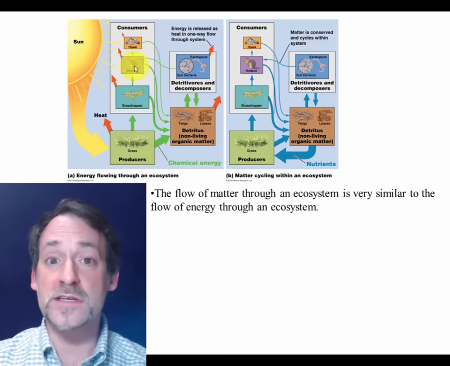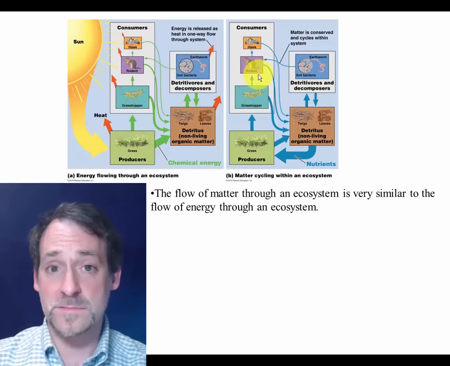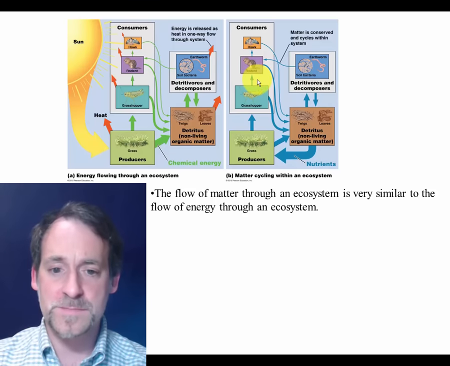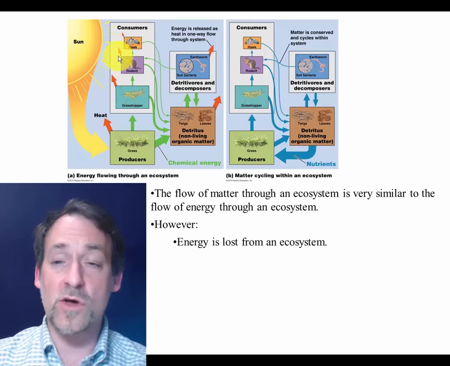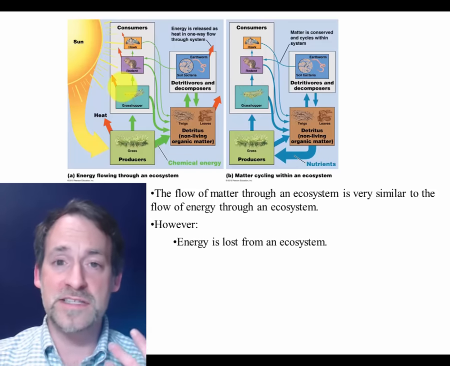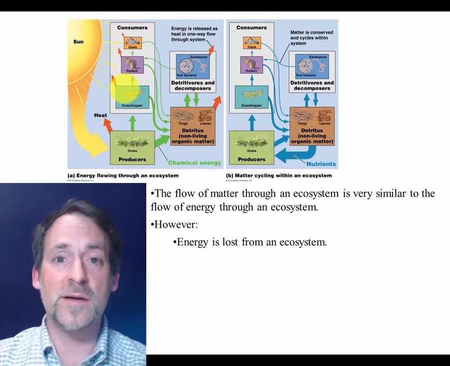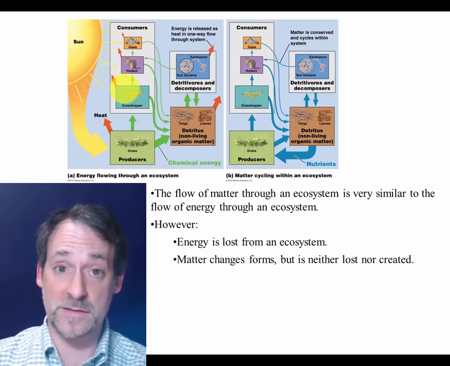And you'll notice if you look at the green arrows in this diagram and compare them to blue arrows in this diagram, they're almost identical, with a couple of exceptions. One of the exceptions is that energy is lost from an ecosystem. When it gets used up, it gets dissipated as heat, it cannot be recaptured. This is not true of matter.